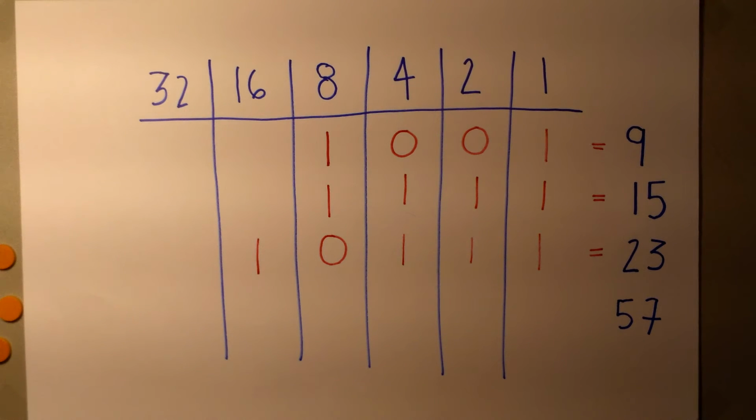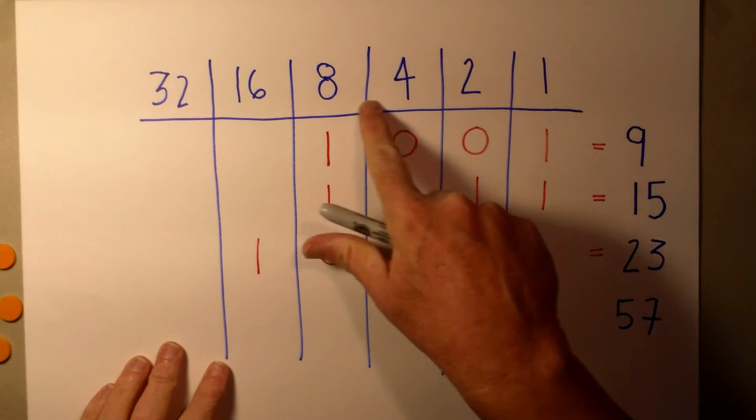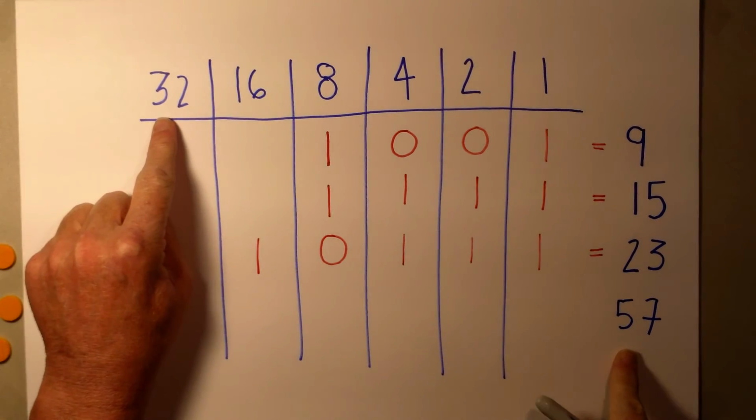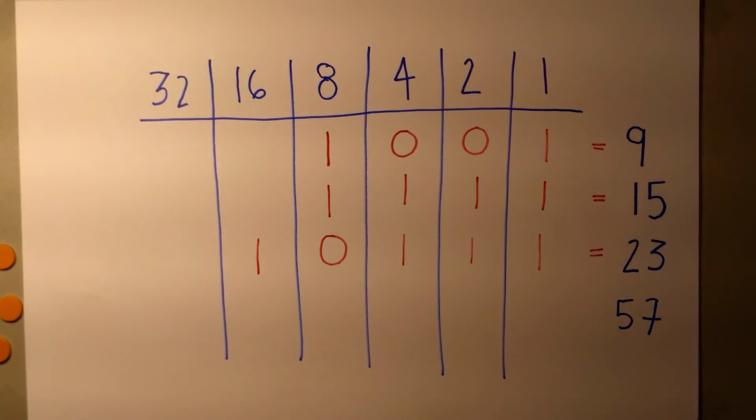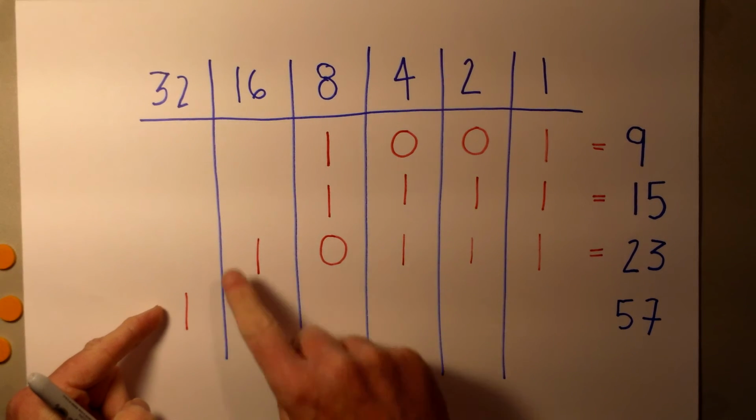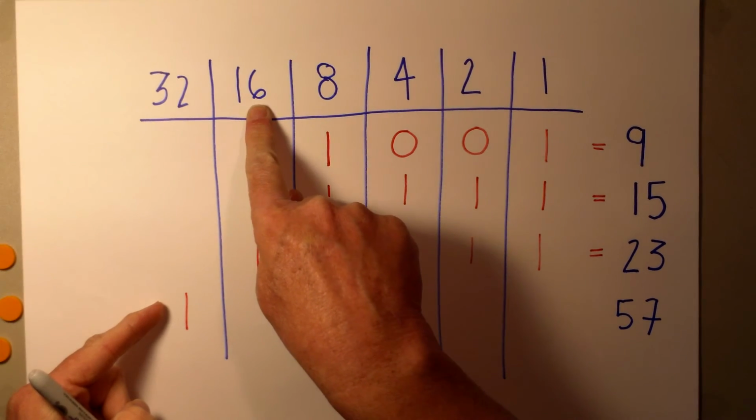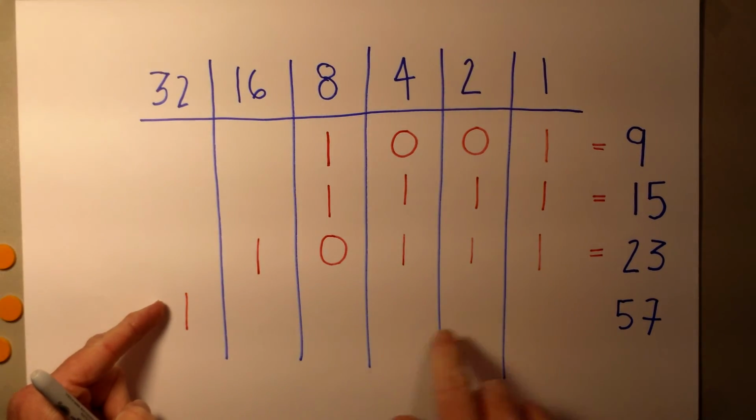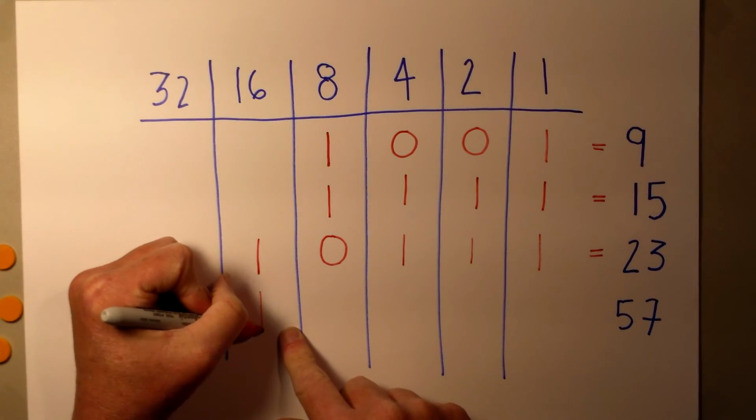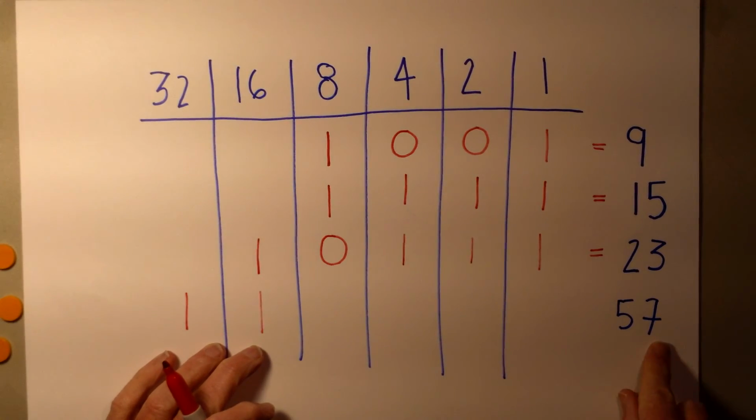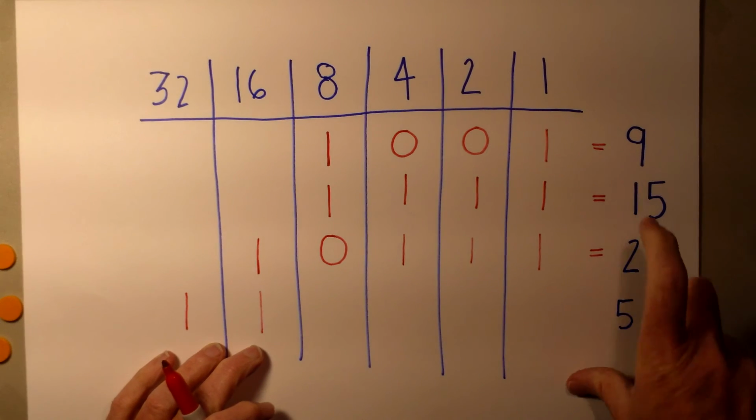Okay, so this one's not easy, but if you think about it, again I need a combination of these numbers that will total 57. So 32, clearly, I need at least one of those. I've got to get up to 57. So I need to put a 1 there to represent a 32. Now, 32 and 16 is 48, so I'm still not to 57, so it's good. I can add a 1 there. So now 32 and 16 is 48. How much more do I need to get to 57? Well, I need 9 more.